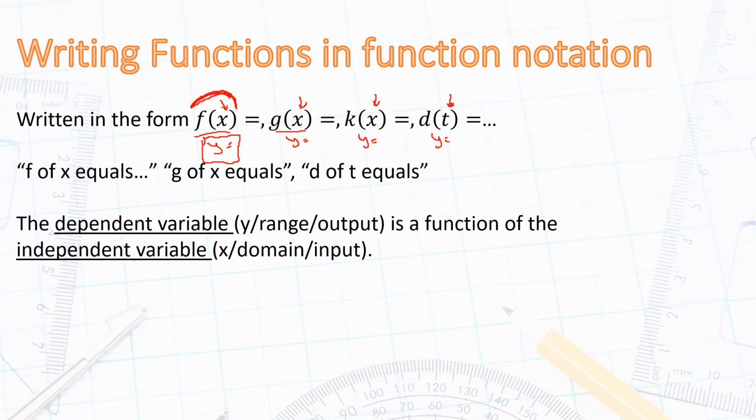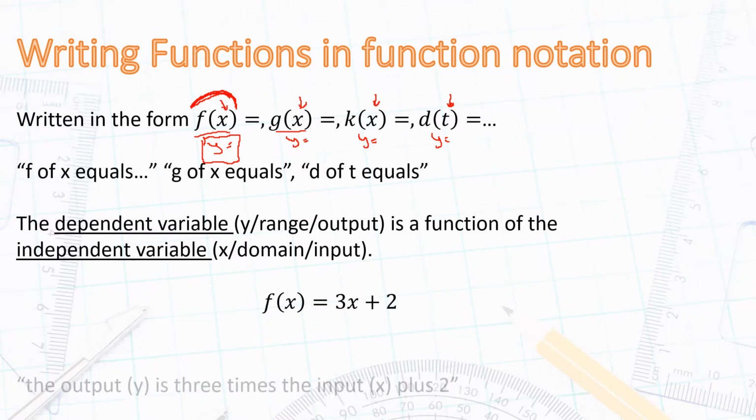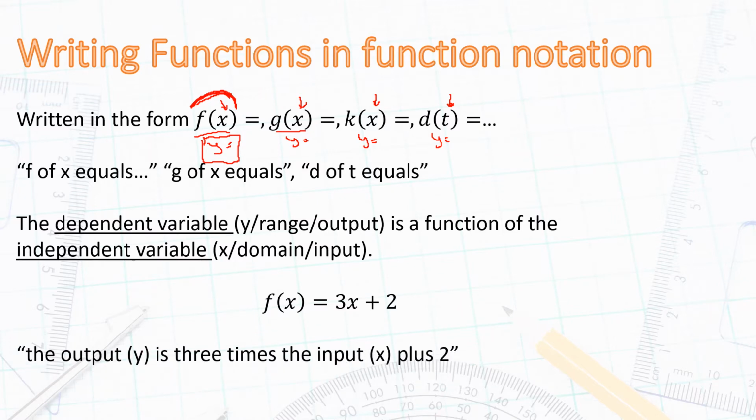So the dependent variable is the output, so that's the f of x, g of x, whatever it is, the y value, and it's a function of the independent. How the independent one changes will dictate the dependent variable. So if we have this one, f of x equals 3x plus 2, we would say, okay, the output of this function, which is a function on x, is going to be whatever x is, multiplied by 3, and then add 2, and that will give us our output. So y is 3 times the input plus 2.